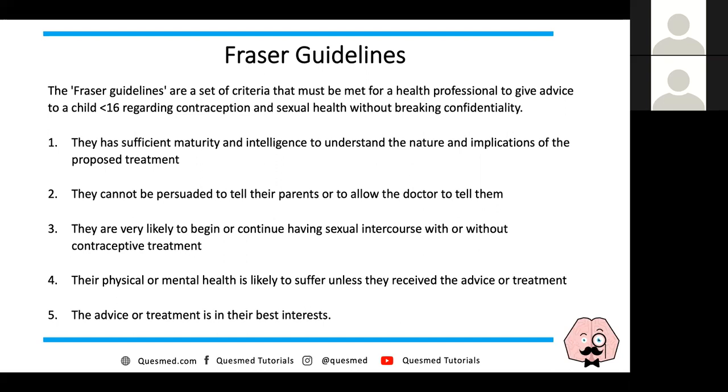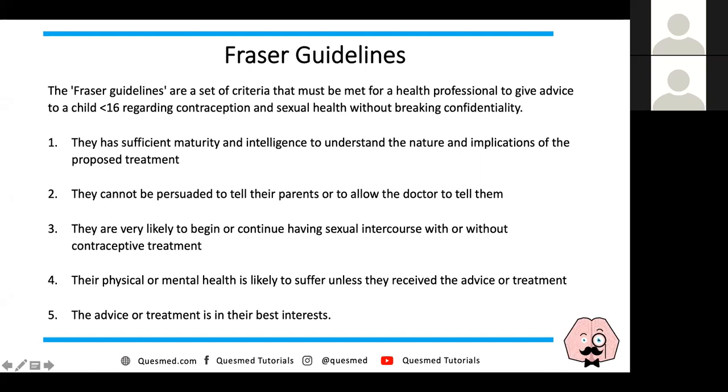Number three, they're very likely to begin or continue having sex anyway, regardless of what you do. So are they going to go and have sex with their boyfriend or girlfriend, regardless of what you give to them or tell them? Number four, they're likely to suffer in their physical or mental health unless you give them the advice or treatment. And number five, of course, the advice or treatment must be in their best interests.